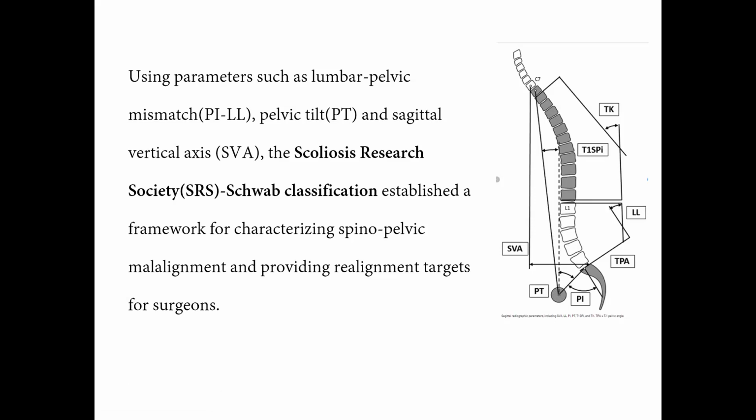And the sagittal vertical axis. Sagittal vertical axis is a global sagittal alignment. It is a length measured in mm. That is, a plumb line is drawn from C7 in a sagittal view, and the distance between this line and the posterior superior end plate of S1 is known as the SVA, the sagittal vertical axis. It gives the global sagittal alignment balance of the patient.